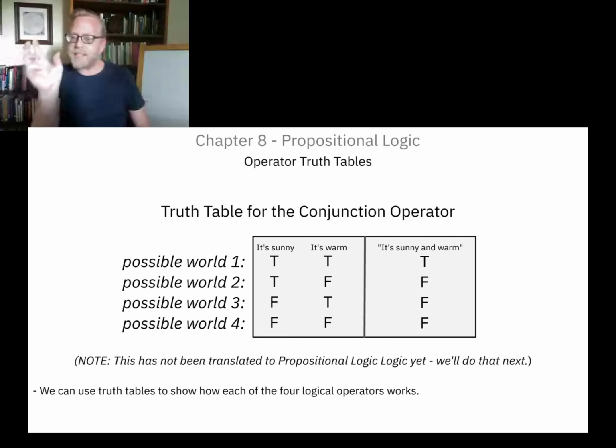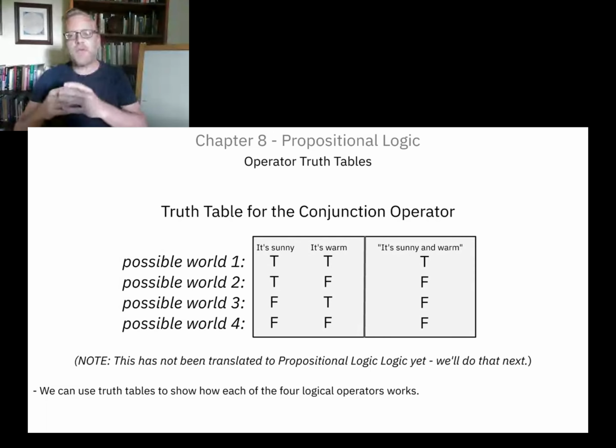So we can take that statement, it's sunny and warm, we could take it for a spin across logical space. You know, when you take a car for a spin, right? That's what I'm trying to evoke here. The idea of going for a little trip, right? We can take that single statement, it's sunny and warm, and take it to possible world one, right? Is it true in that world? Yes, it is true in that world. Let's take it to possible world two. Is it true there? No, it's not true there, right?